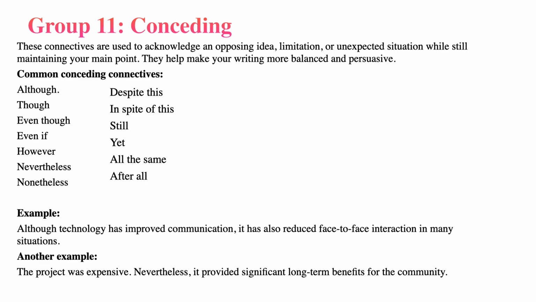Now let's look at group 11, conceding connectives. These connectives are used when you want to acknowledge an opposing idea, a limitation, or an unexpected situation while still maintaining your main point. In simple terms, they help you to say, yes, this is true, but my main argument still stands. This is a useful skill in IELTS writing because strong essays often consider different perspectives rather than presenting only one side of the argument.